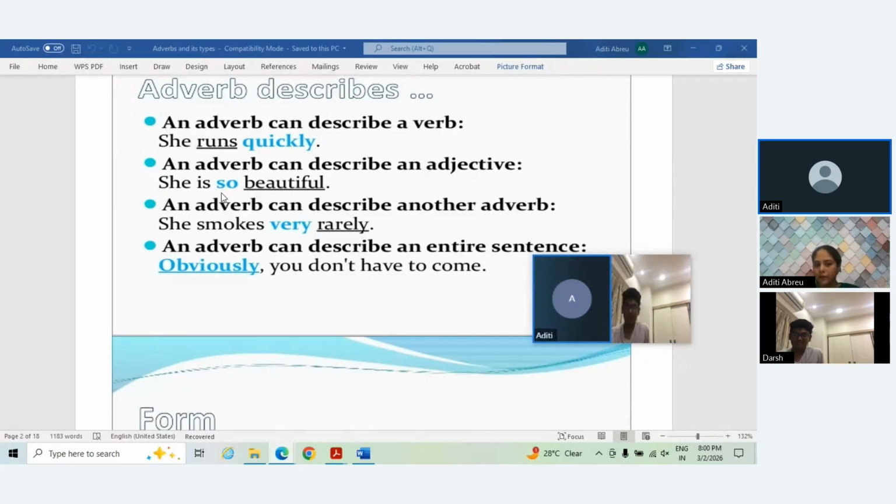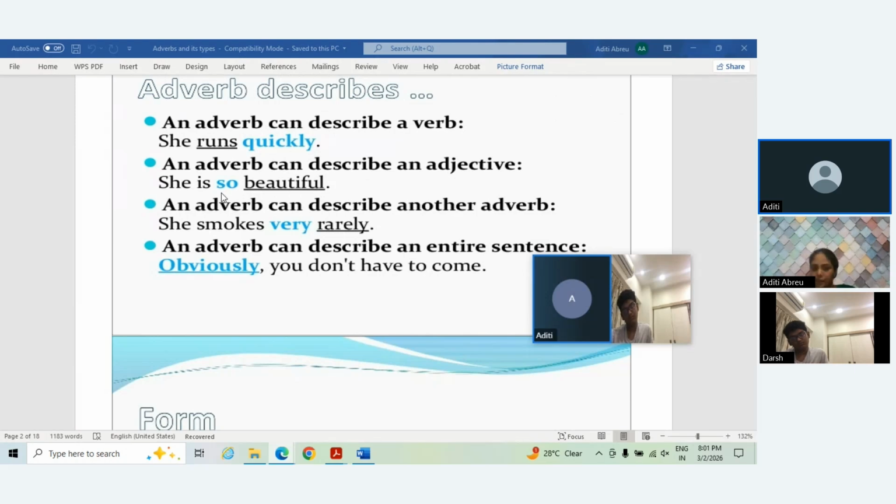I'm giving you another example. It's extremely hot. The word extremely tells how hot it is, right? Or it's very hot. The word very tells you how hot it is. So very and extremely are your adverbs, describing your adjectives over here. In most cases adverbs describe verbs, but there are a few cases where they describe other adverbs, adjectives, and sentences.